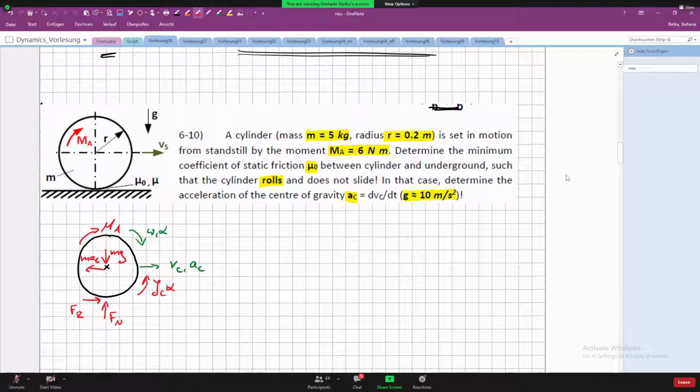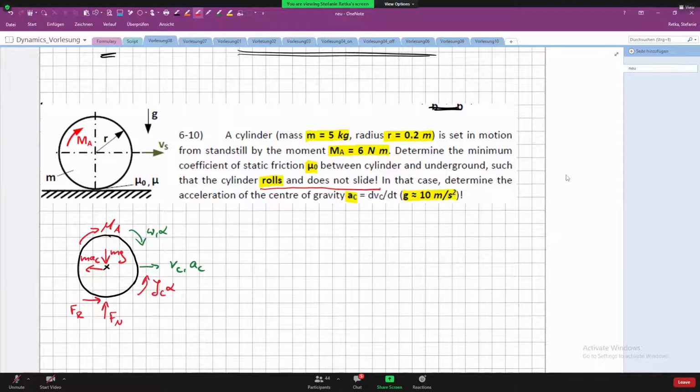But we have the information that our system rolls without sliding. And this means that we can apply the kinematic condition. So we need to state the kinematic condition of a rolling cylinder, which we did several times already in all these previous problems with cylinders and tires. And with this additional kinematic condition, we can solve the system.